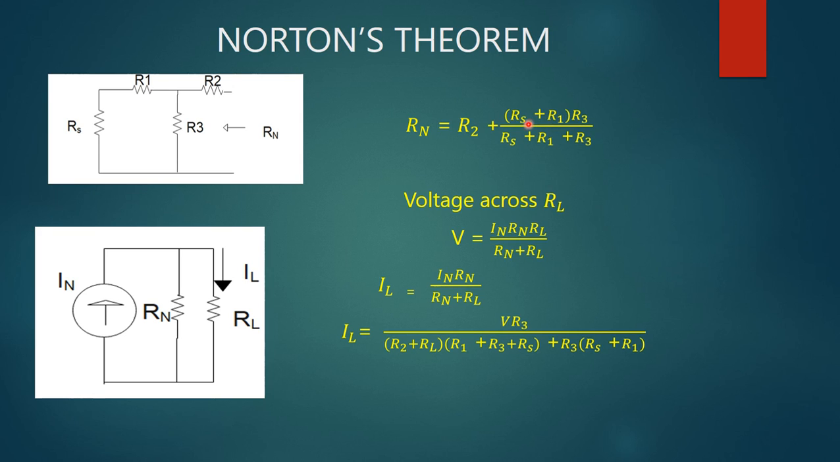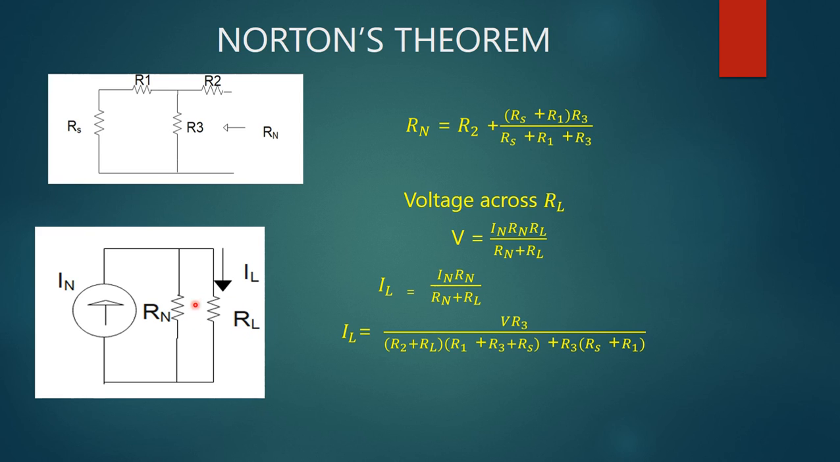This expression is the internal resistance, and thus we find IN and Rn. Hence Norton's equivalent circuit is this. Here IN is the current and Rn is the internal resistance, and at the terminal these two points, load resistance RL is connected. From this equivalent circuit we find the current IL across the RL.